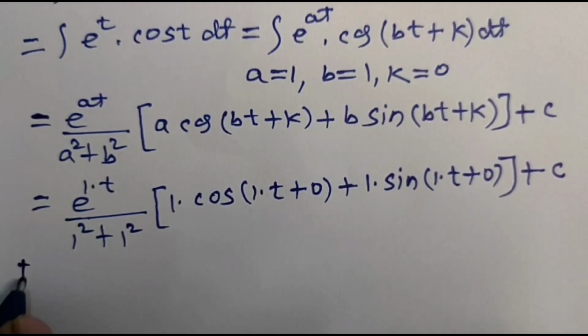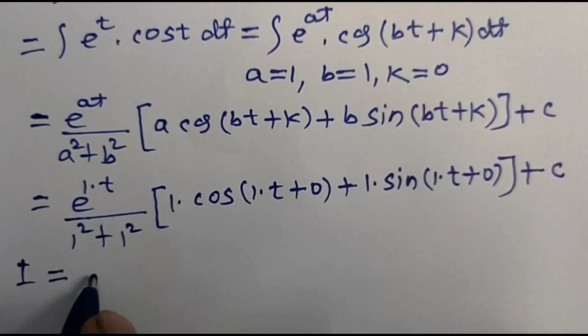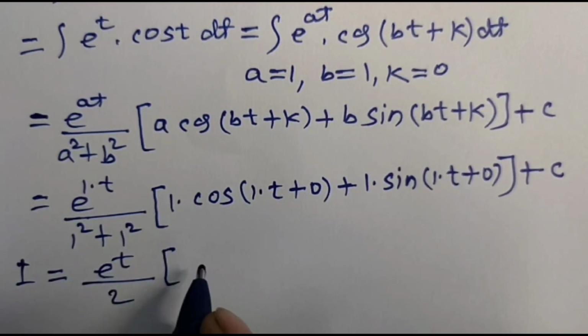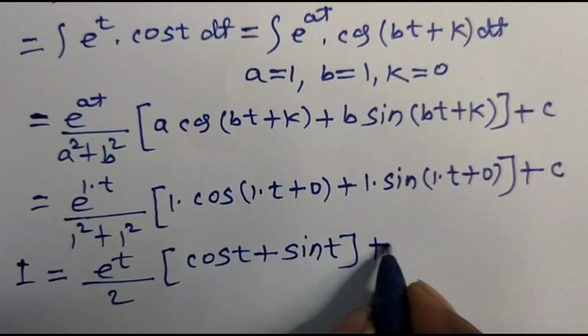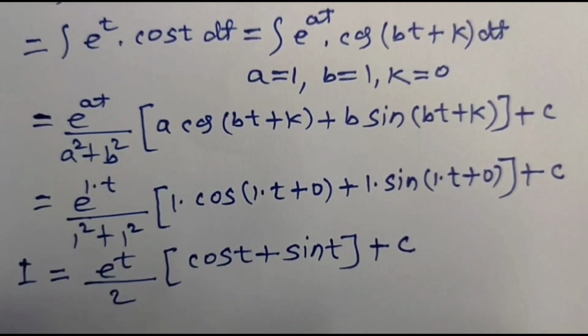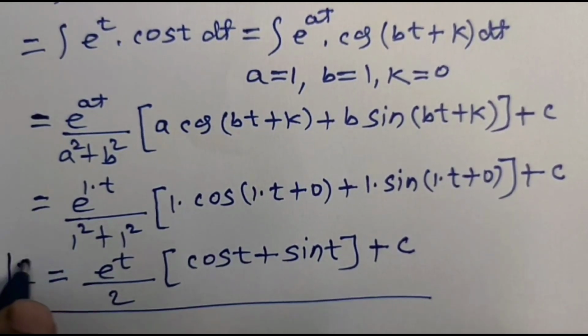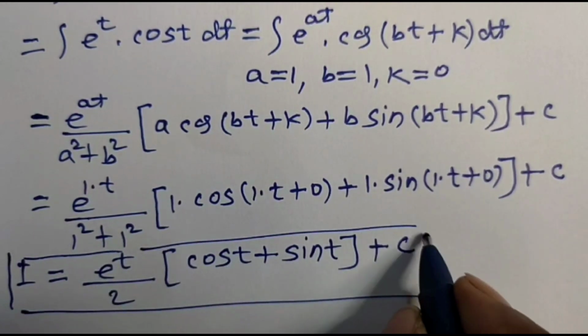Hence I is equal to 1 into t means t, e to the power t divided by 1 square plus 1 square, which is 2, into bracket cosine of 1 into t is cos t plus sin t plus integral constant c. So this is the value of the given integral, where t is equal to log x.